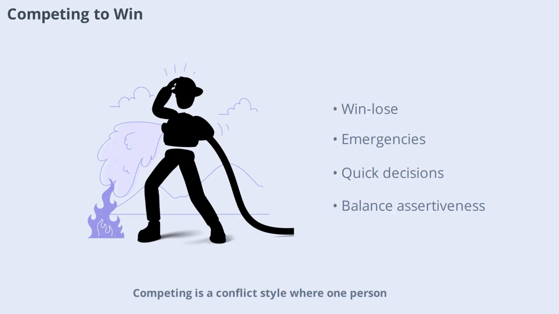Competing is a conflict style where one person tries to win at the expense of others. This approach can be effective in emergencies or when a quick decision is needed, but it can damage relationships if overused. It's important to balance assertiveness with respect for others.